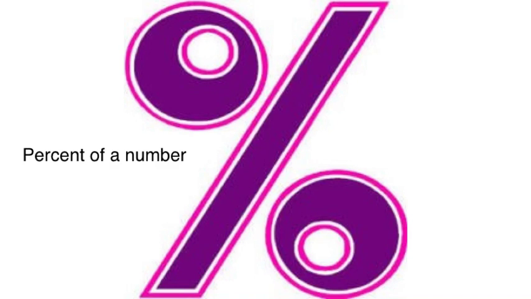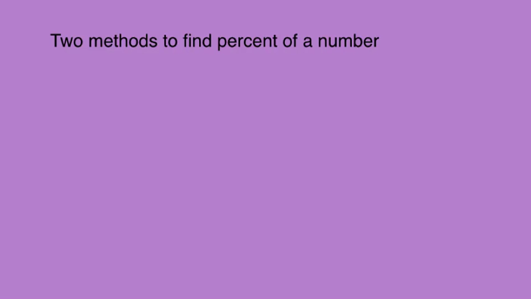This lesson is about finding percent of a number. We've used the bar models in the past, and now we're going to look at two other methods in order to find the percent of a number. We can use two methods to find the percent of a number. We can change the percent to a fraction, or we can change the percent to a decimal.